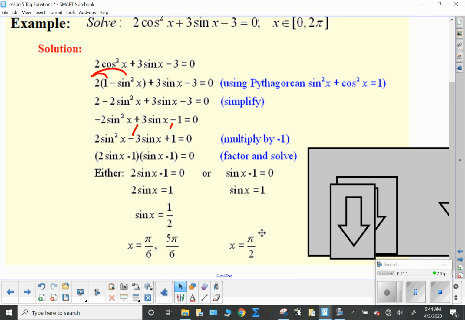Okay, pause the video and take a look at it. This is doing the inverse trig. Okay? This is solving. When you get here, what you're doing then is x equals inverse sine of 1/2.